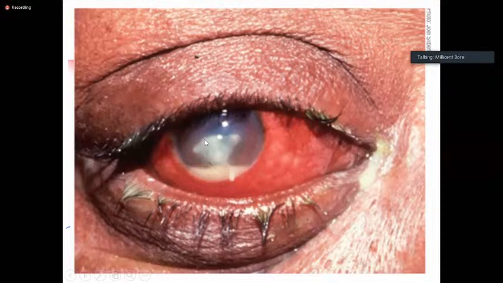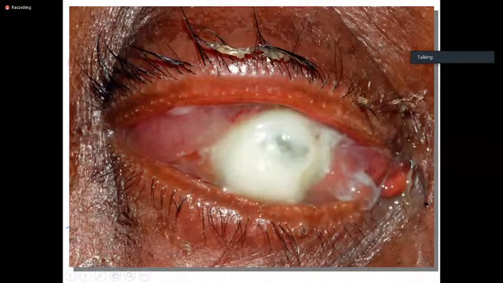Then you can see the infiltrate here, hypopyon again in the anterior chamber. I think this will be hard to see, but you can see the pupil posteriorly. These are light reflexes. This is the infiltrate. And this one, you can see here with a level, is the hypopyon. Again, you have crusting on the lashes, discharge.